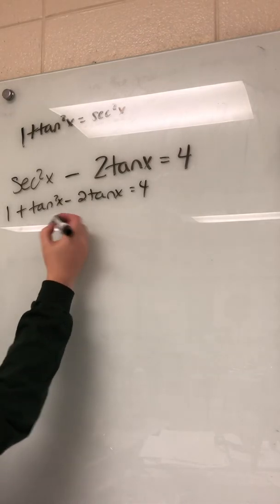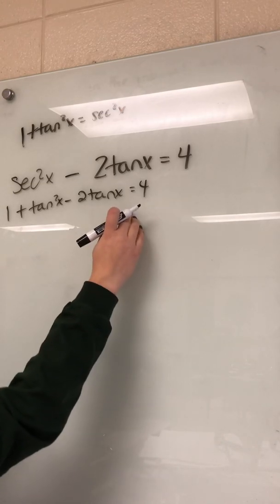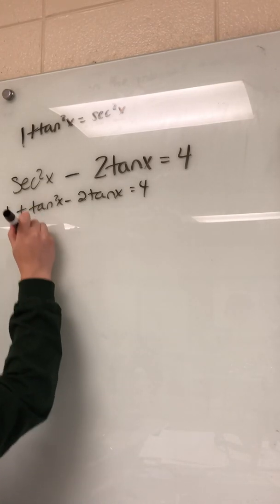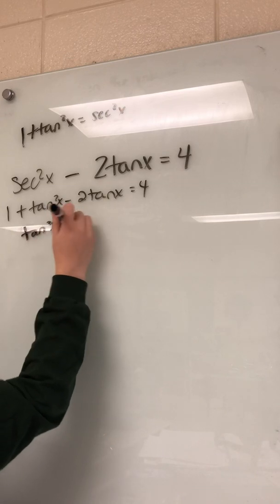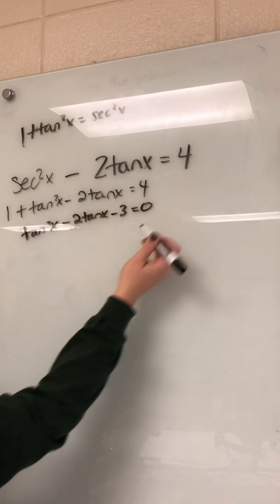So first I have tangent squared minus 2 tangent x. I have this 1 over here, which I'll move to the end. Subtract 4. So 1 minus 4 is negative 3. So we end up with tangent squared x minus 2 tan x minus 3 equals 0.